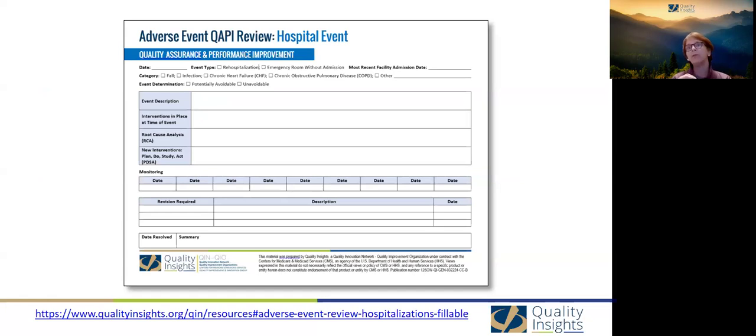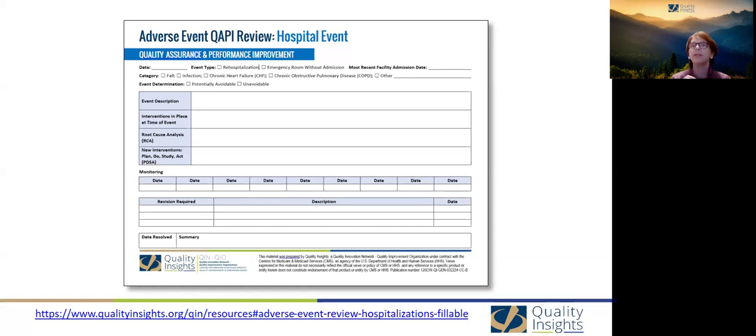So let's take a look at a tool that can help you look at adverse events from a perspective of reducing hospital events. This tool, the Adverse Event QAPI Review, is designed to use the QAPI process in real time to ensure that those hospital events that you have weren't preventable. And if they were preventable, it then will guide you in determining why they occurred and what you can do to prevent like events moving forward.